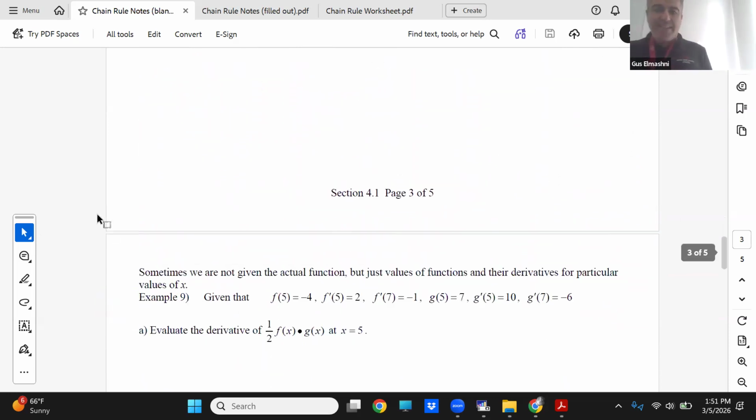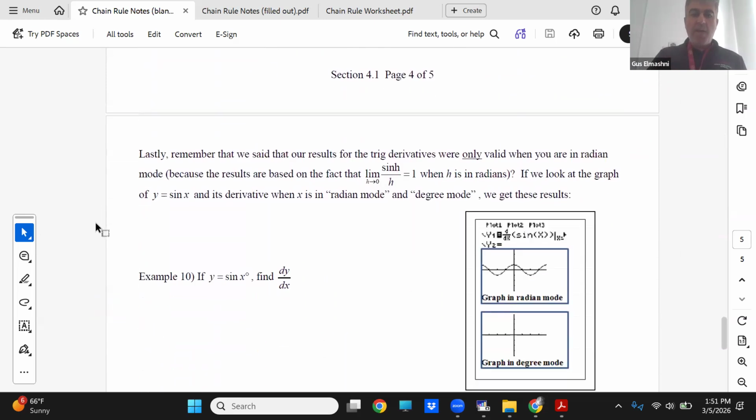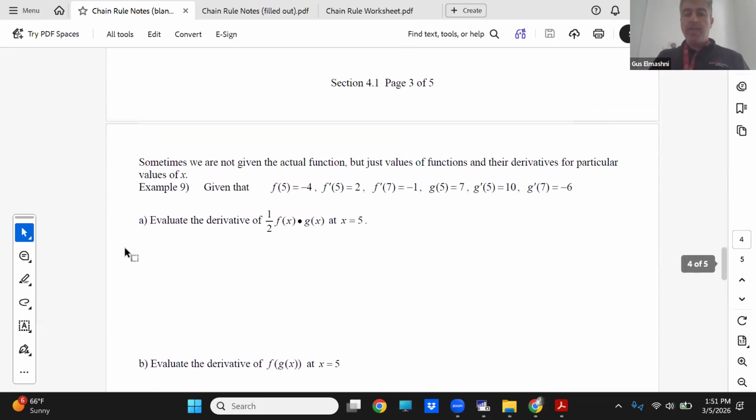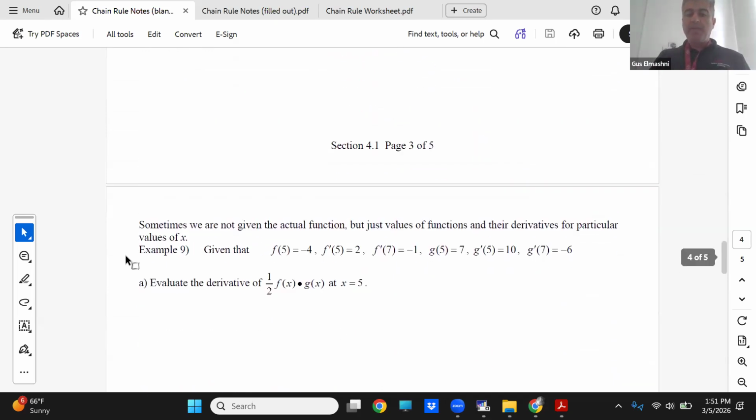Okay, and let me just pace myself appropriately. I don't care about that last page. That I could save for next week. That's just more. This kind of explains to you why when you do derivatives of trig functions, you have to be in radian mode. I could save that for next week, but I do want to do example 8, and I think I can squeeze in the last page as well. The last page I love.